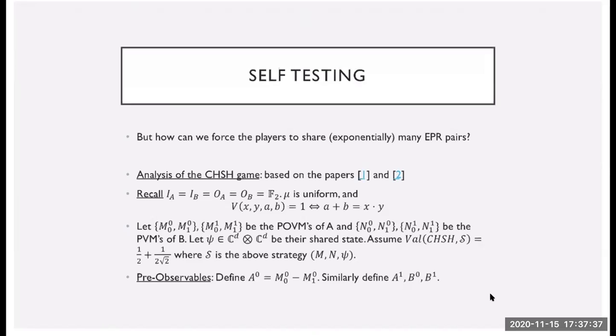So what is the CHSH game? All the questions and answers are just single bits. So I_A, I_B, O_A, O_B are just the field of two elements. You sample questions uniformly, so you send either 00, 01, 10, or 11 with equal probability. And the players win if and only if this condition holds in the field with two elements: if and only if the sum of their answers is the same as the product of the questions. Okay, so this is almost the simplest game you can think of.